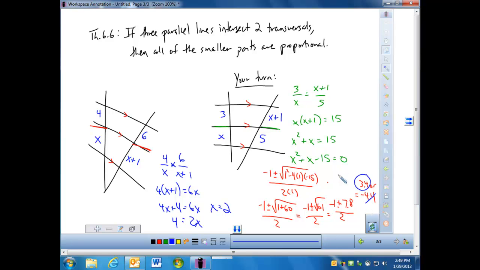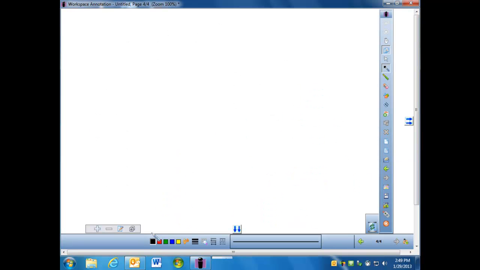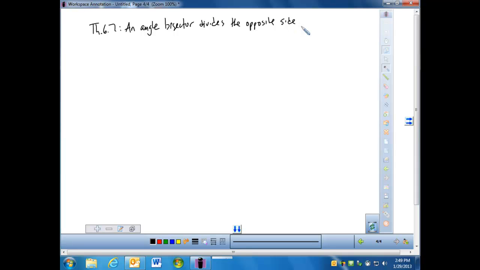Again, see the fractions. Last theorem we're going to look at, theorem 6-7. This one's a little bit confusing until you see a picture of it. It says an angle bisector divides the opposite side, so your angle bisector is going to be drawn to the opposite side, and it divides the opposite side into parts that are proportional to the other two sides of the triangle.